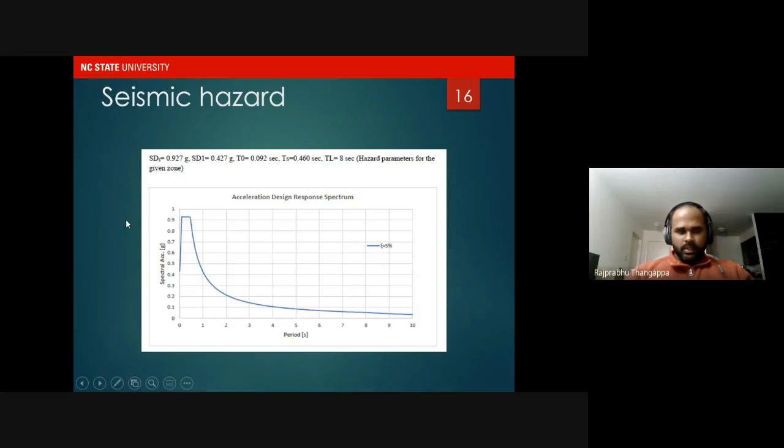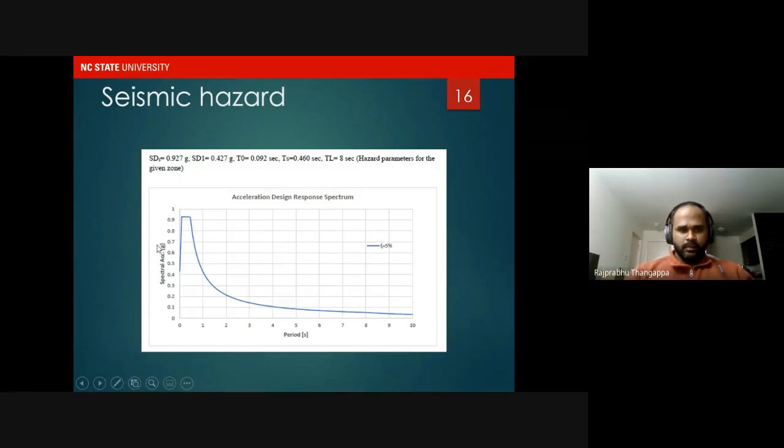So this design is based on the design spectrum from ASCE 7, but you can replicate this procedure by just replacing this design spectrum using the design spectrum from the Indian code. So when I say the seismic hazard, it is dependent on the site. Each site would have its own seismic design curves based on the codal values.